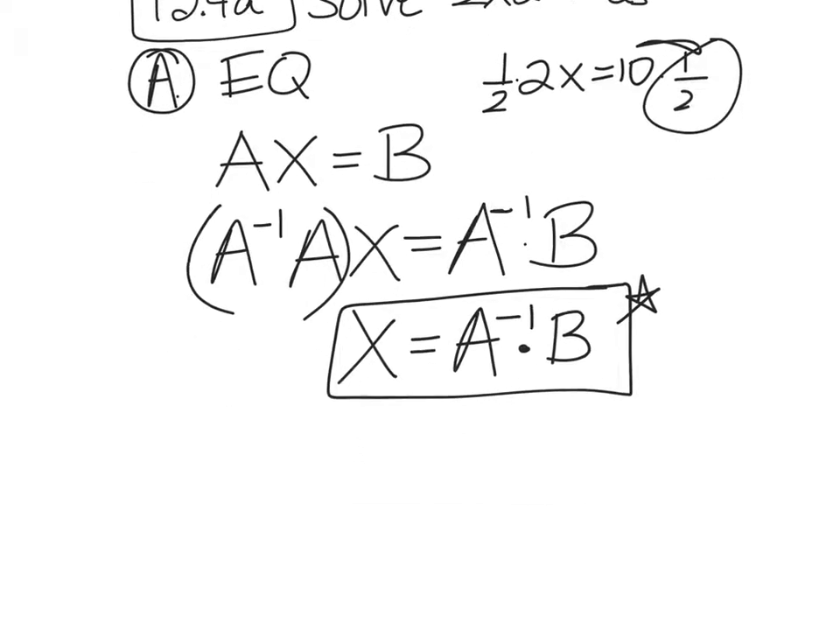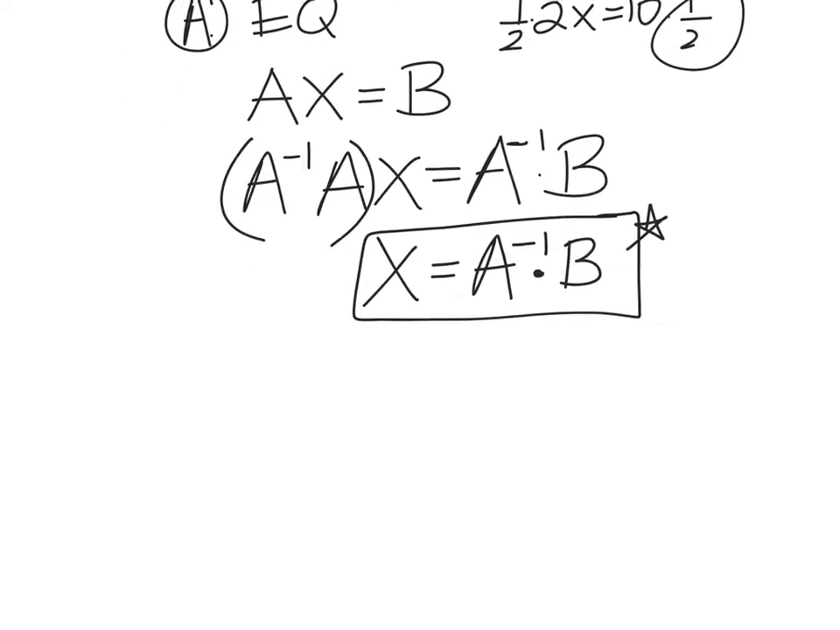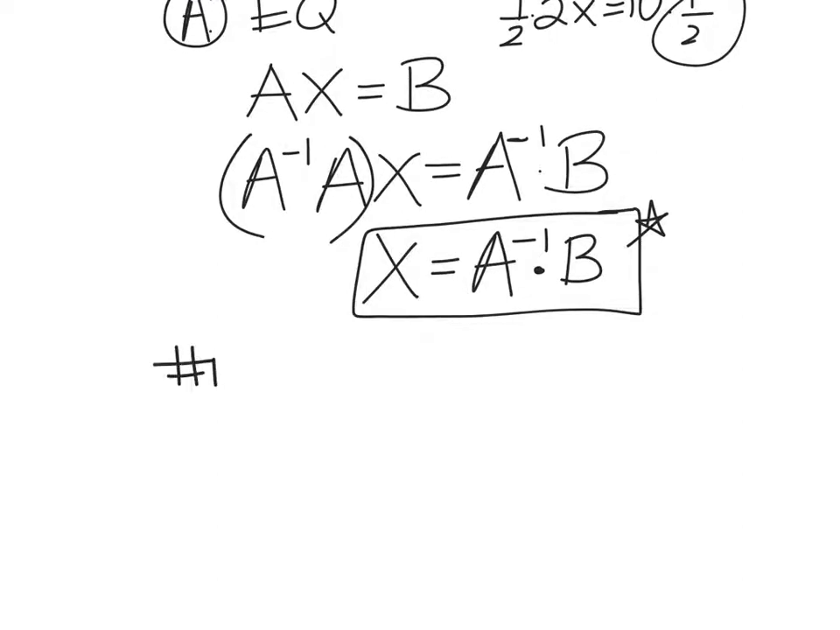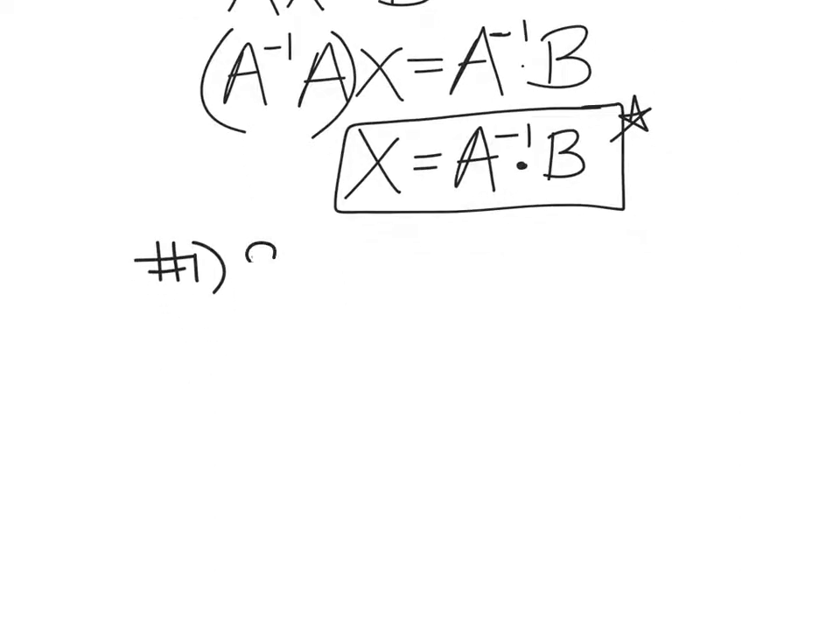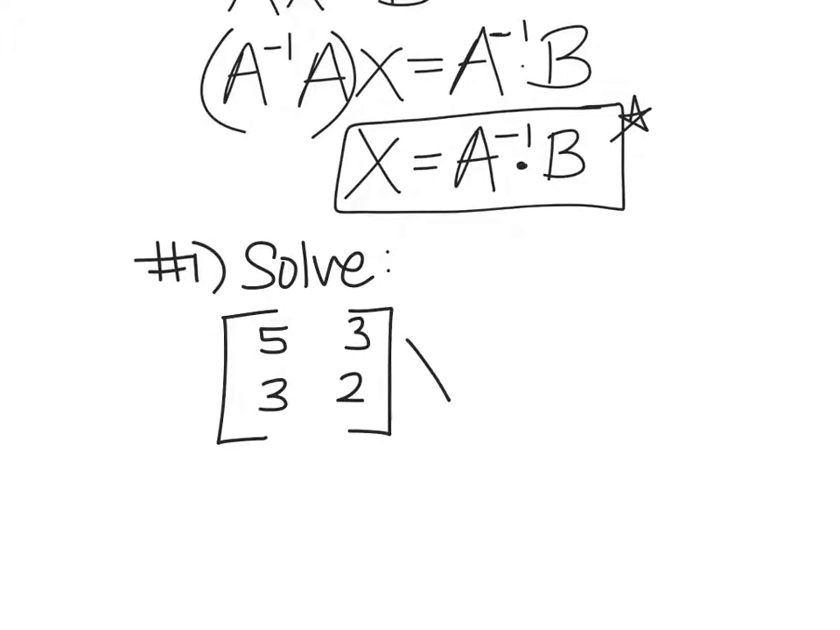Okay? And it's going to have 3 steps to this problem. 3 steps. I know, they're kind of long. So let's go ahead and let's get started. Let's do number 1. So we're going to solve. Here we go. Let's do kind of an easier one first. 5, 3, 3, 2 times x equals 1, -3.